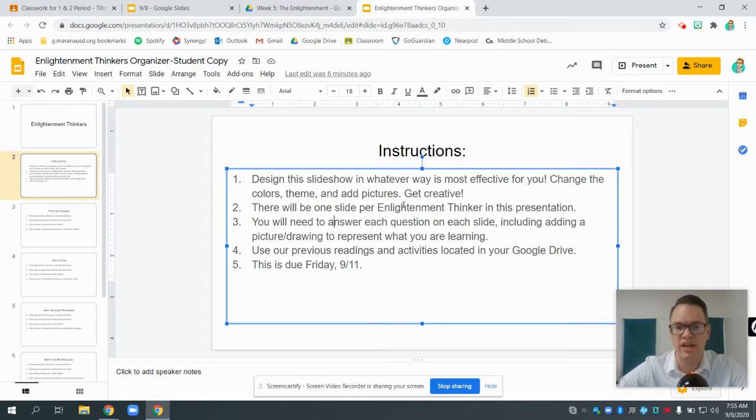There is one slide per Enlightenment thinker in this presentation. And if you're going, Mr. Tillman, we haven't covered any Enlightenment thinkers. We have Hobbes, Locke, Rousseau. These guys are all products of the Enlightenment. They are Enlightenment thinkers, which is the period that we're talking about now. So this is going to help us organize ourselves, think more about each thinker, and it's going to help us on potentially future assessments as well.